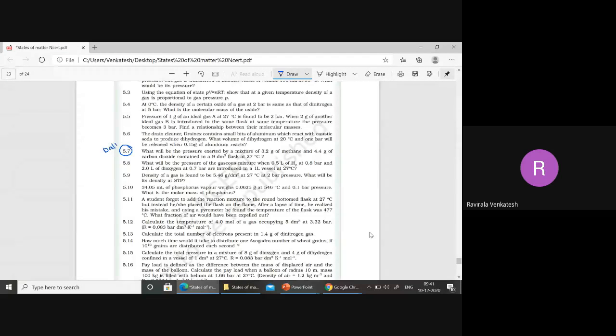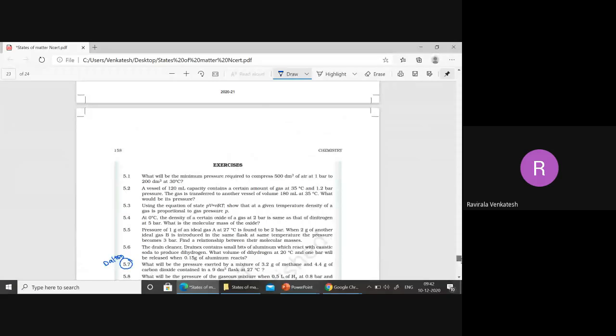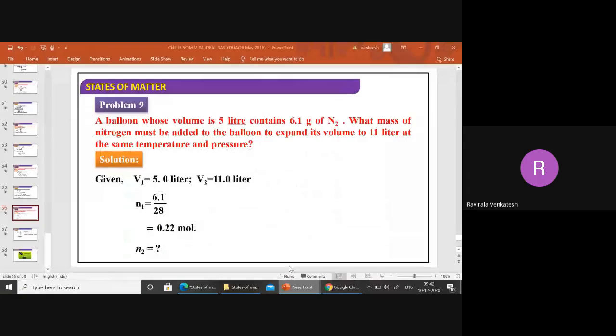I will do this problem, and your homework is what? Just copying this one. Simply, you have to copy this one. This is also Dalton's law, right? So I will do this one. First of all, we'll note this problem. Note the data first of all. What data is given? First of all, 3.2 grams of methane, 4.4 grams of carbon dioxide, 9 liters and 27 degrees Celsius. Let me do this one now on the PPT.